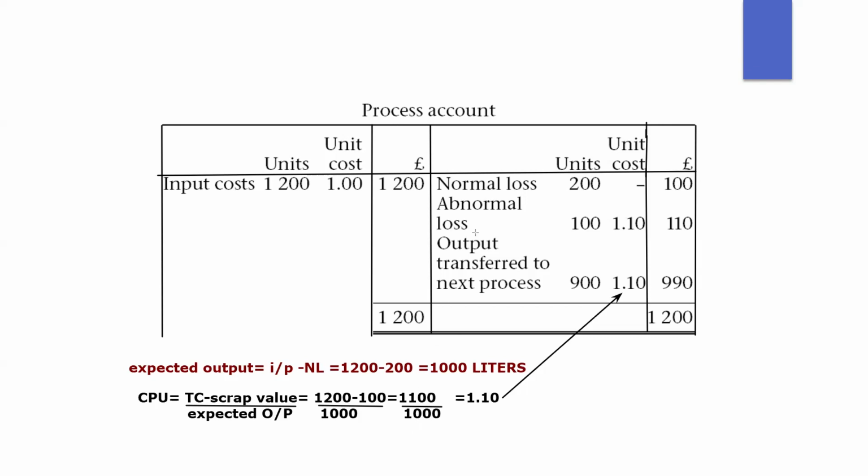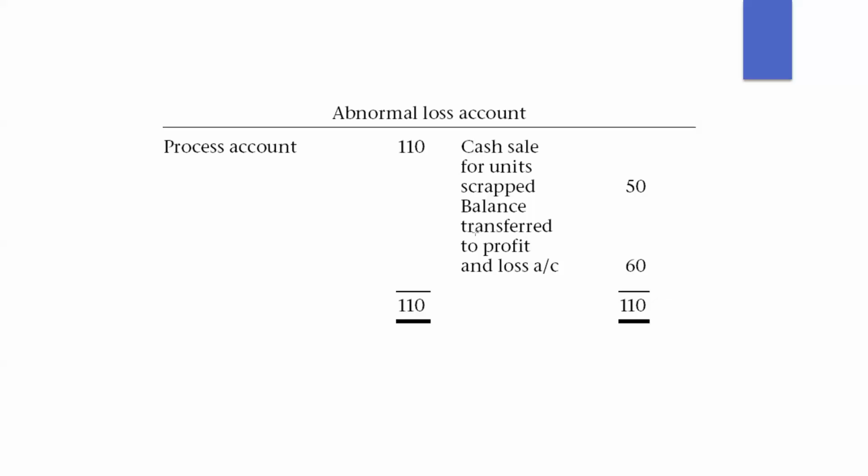Hope you have a clear understanding how we are going to record a normal loss with scrap value, then abnormal loss, and how we are going to identify cost per unit when there is a scrap value as well as the abnormal loss. So now what we are going to do is create the abnormal loss account. We are going to credit the process account. Then we are going to transfer it to the abnormal loss account as the debit balance, 110.